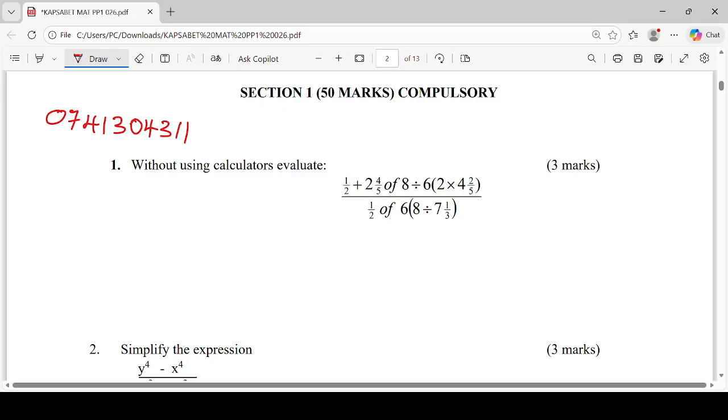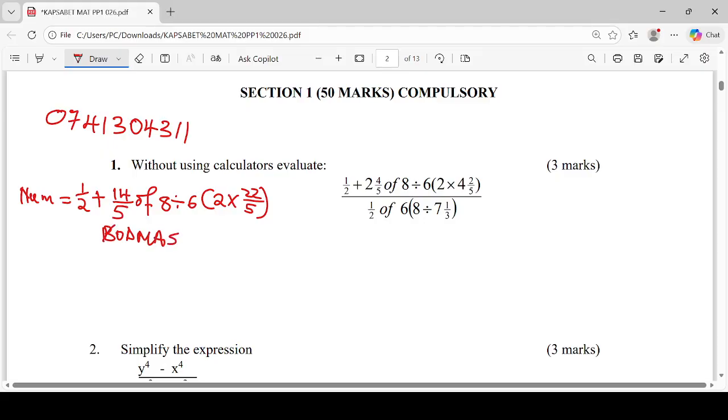When you get such a question, first you start by working on the numerator part. Let's look at the numerator. That is a half plus, that will be 14/5 of 8 divided by 6 into 2 being multiplied by 22/5. Then remember to apply the rules of BODMAS in such a question. Brackets are there, yes, let's work it out.